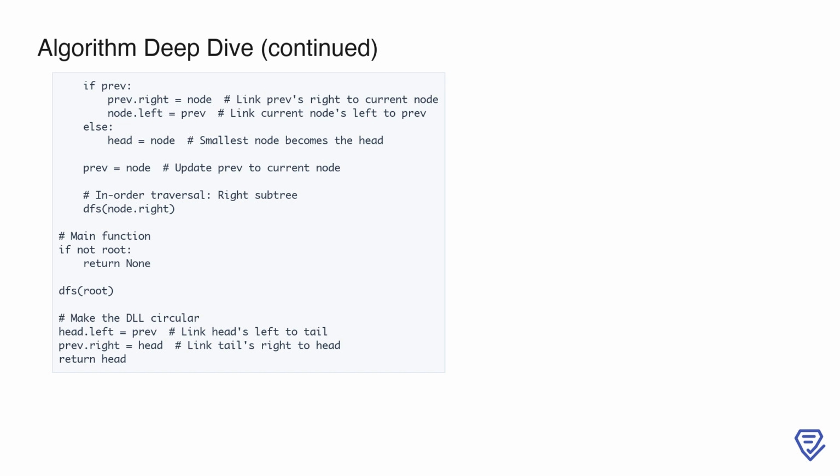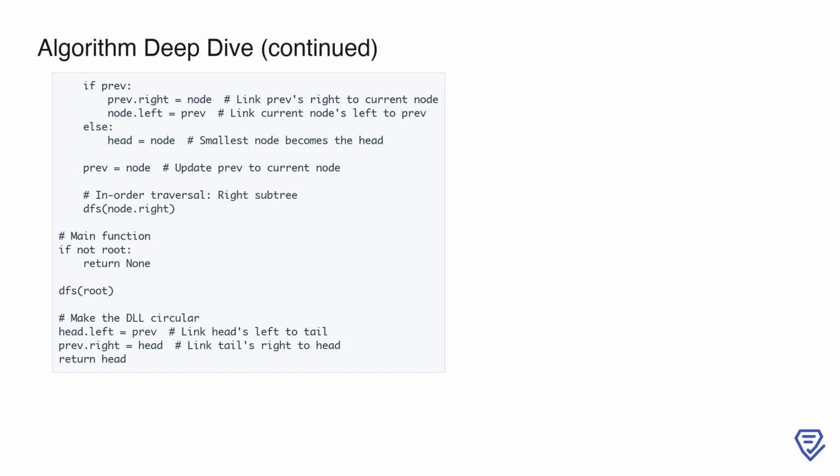The DFS function first checks if the node is null and returns if it is. For non-null nodes, it recursively processes the left subtree. When visiting the current node, if previous exists, we link its right pointer to the current node and the current node's left pointer to previous. If previous is null, it means we are visiting the smallest node, so we set head to the current node. After processing the current node, we update previous to it and then recursively process the right subtree.